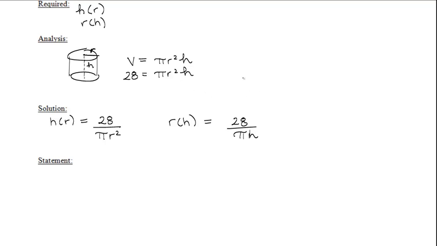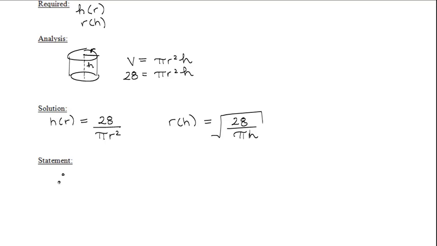And then here, so what we see so far is we have r squared is equal to 28 over pi h. So we need to get rid of this squared. The way to get rid of a square is to square root something, because they cancel each other out. So what we do to the left side, we have to do to the right side. So that's what it's going to look like. So r of h is going to be the square root of 28 over pi h. So that's all you need to do for the solution.